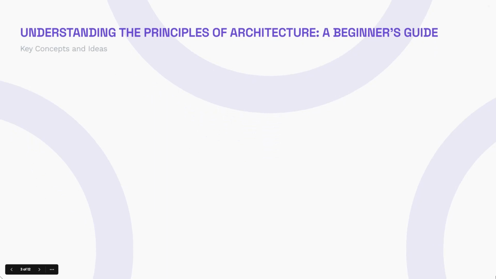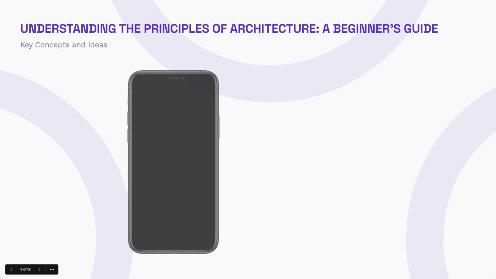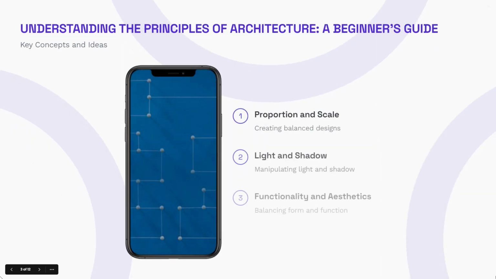Understanding the principles of architecture is important for creating aesthetically pleasing and functional design. Here is an overview of the principles. Number one, proportion and scale. Proportion refers to the size relationships between different parts of a building or between the building and its surroundings. Balanced proportions create harmony and a sense of unity.